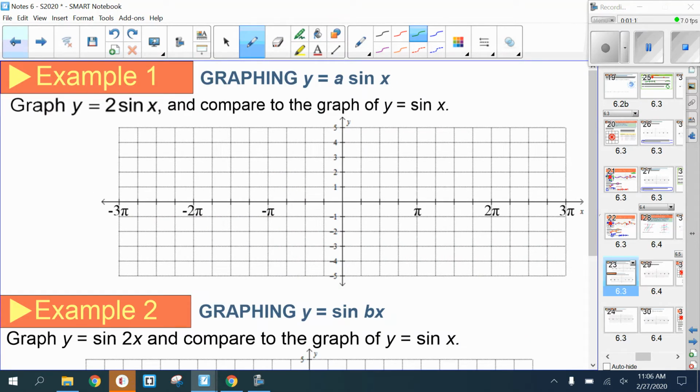Example 1 says graph y equals 2 sine x. The number in front right here gives you the amplitude. And that's going to tell you how high it is, how tall it is. It's like a multiplier. The number in front of the x right here is your b number. So when you calculate the period, it is 2 pi over b. In this case, that's 2 pi over 1. So the period is 2 pi. That's important because that tells you when to start the curve over.